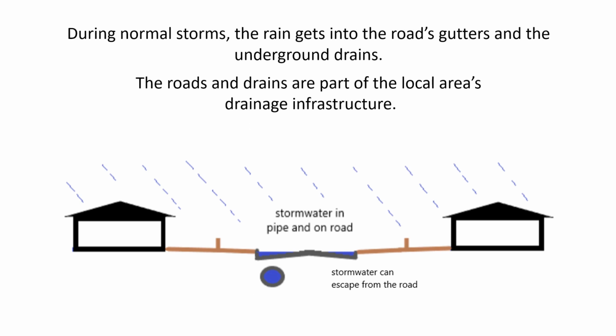During normal storms, the rain gets into the road's gutters and flows to the underground drains. Therefore, the roads and the drains are both part of the local area's drainage infrastructure. In this way, roads are designed to enable stormwater to flow along and under the road.